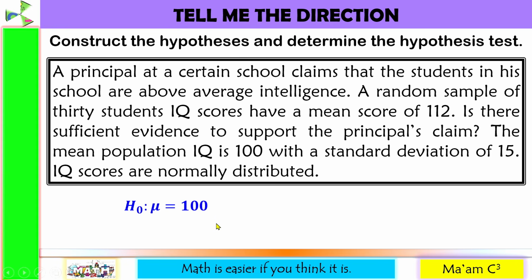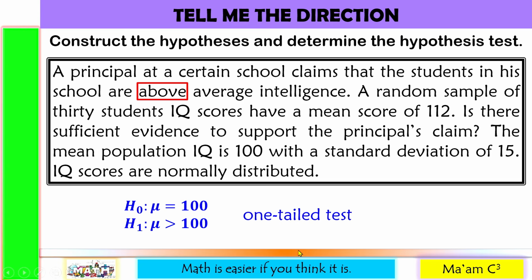And then what is the claim? The claim is that the students has above average intelligence, and that will fall on our alternative hypothesis. Mu is greater than 100. Since we use greater than in our alternative hypothesis, this is a one-tailed test. Specifically, this is a right-tailed test. Remember, greater than, right-tailed test. Let's have another one.